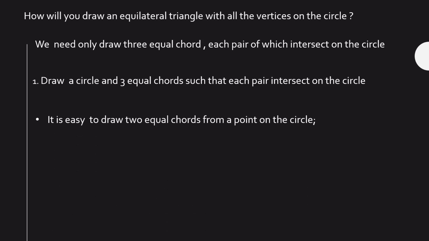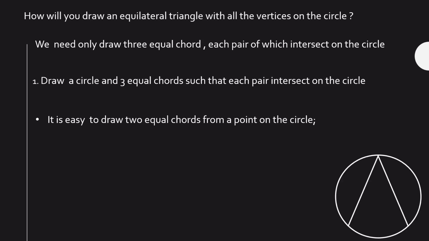I know it is very easy to draw 2 equal chords from a point on the circle, isn't it? Choose a single point and then drawing 2 equal chords is very easy because we have discussed that in the previous class. What about the third side, or the line joining the endpoints? Is it the same as the 2 equal chords drawn at first? See, these two are the 2 equal chords because we have chosen a point first. Then we can draw it very easily.